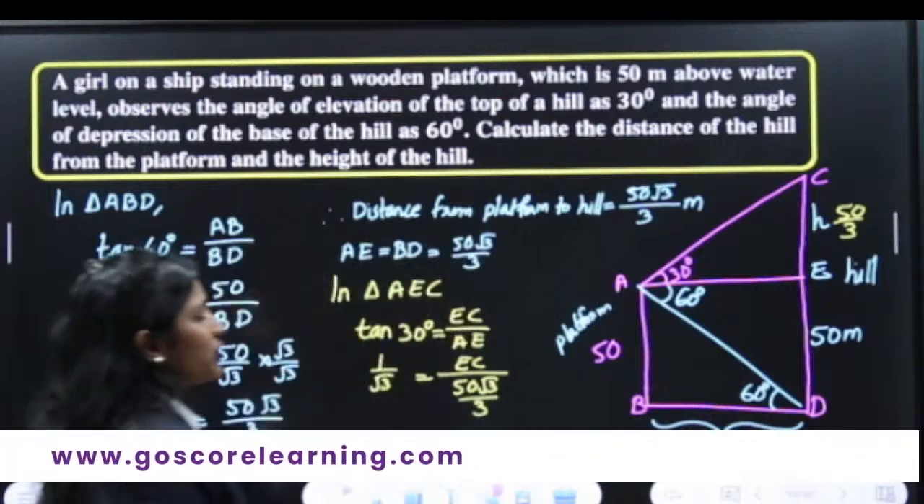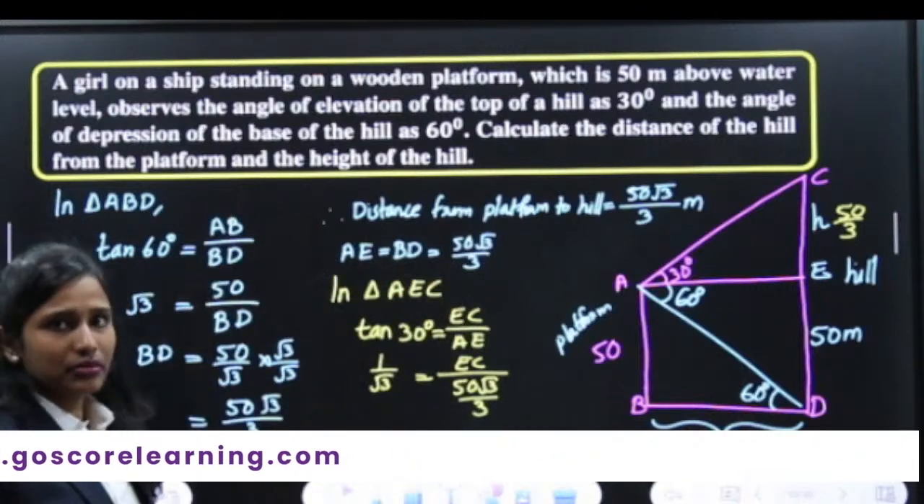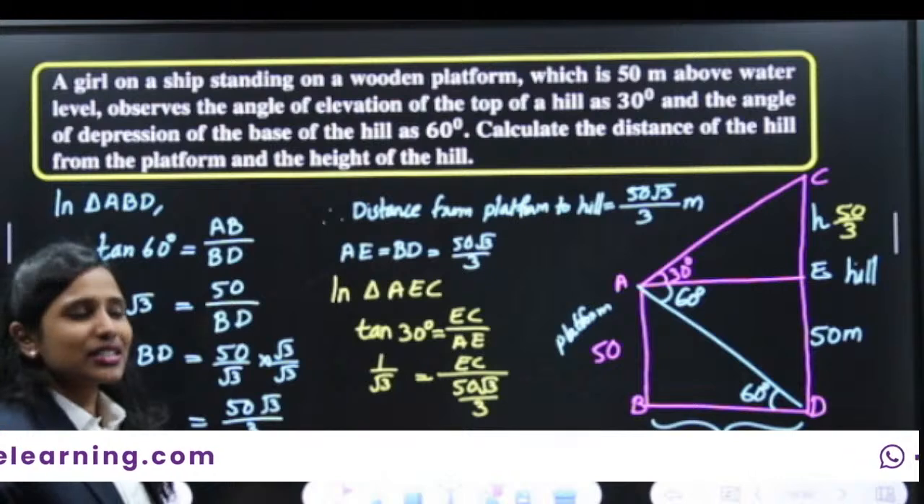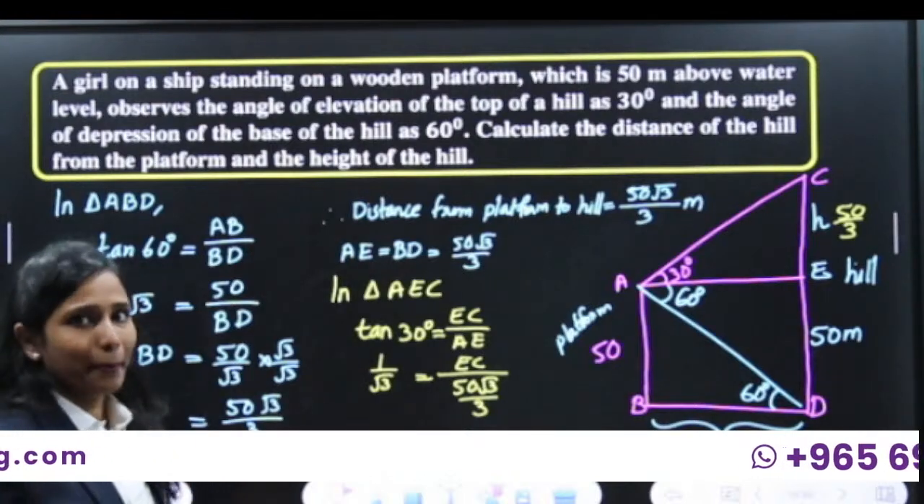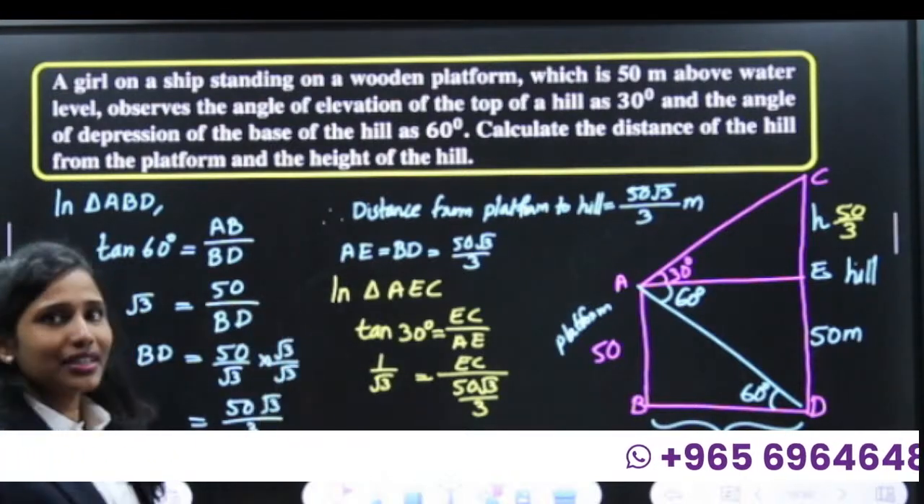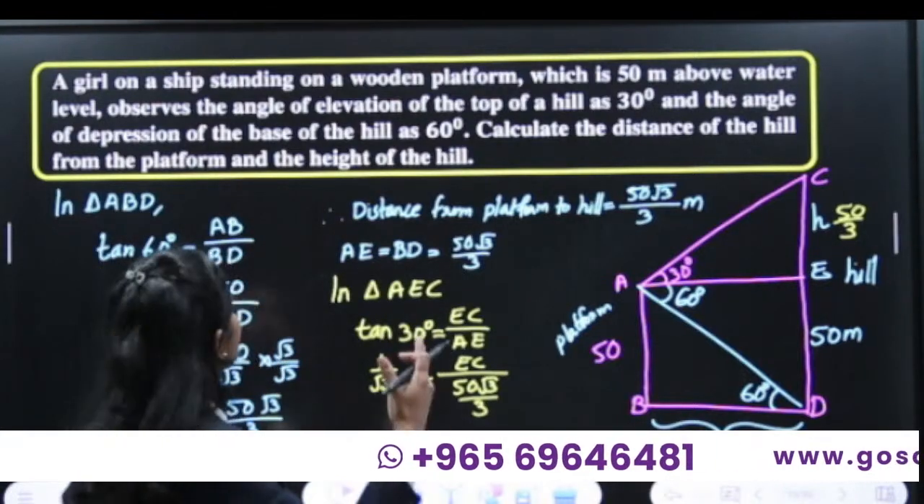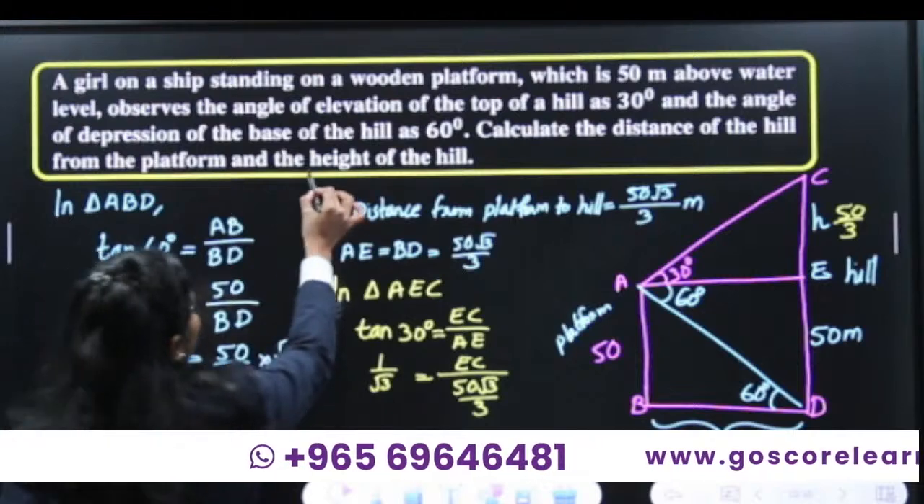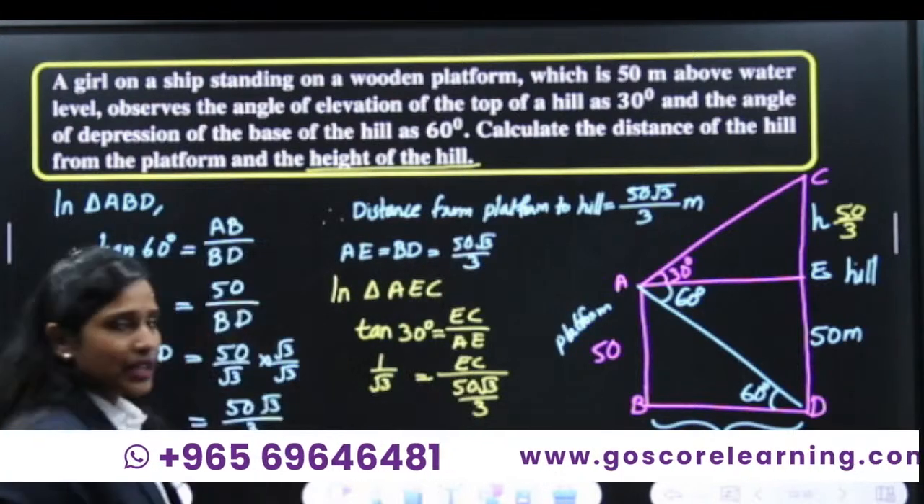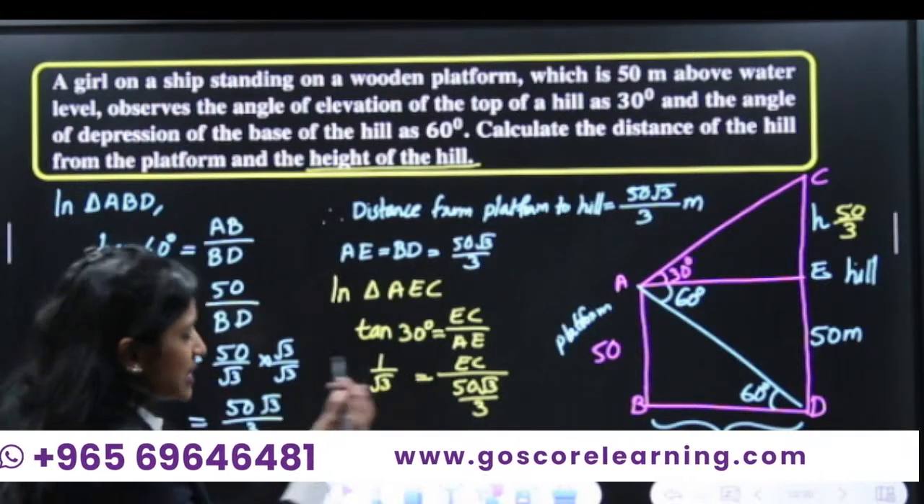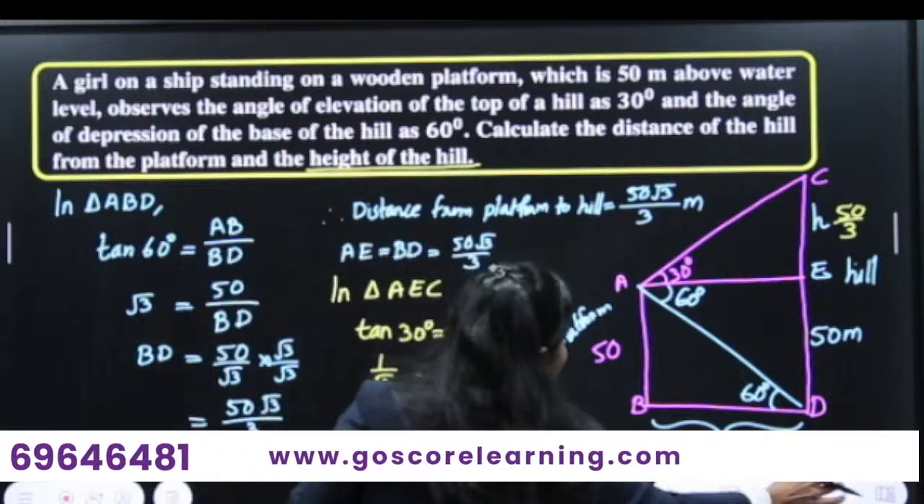Now we need to find the total height of the hill. Right? Okay, some of you have a tendency to stop there. You think we got it easy, that is our answer. No, we need to find the total height of the hill. So the height of the hill is DC. So we need to find that.